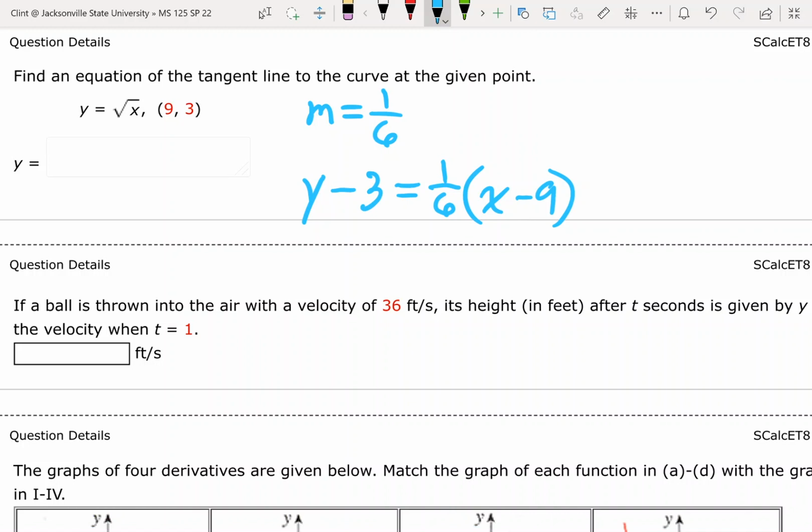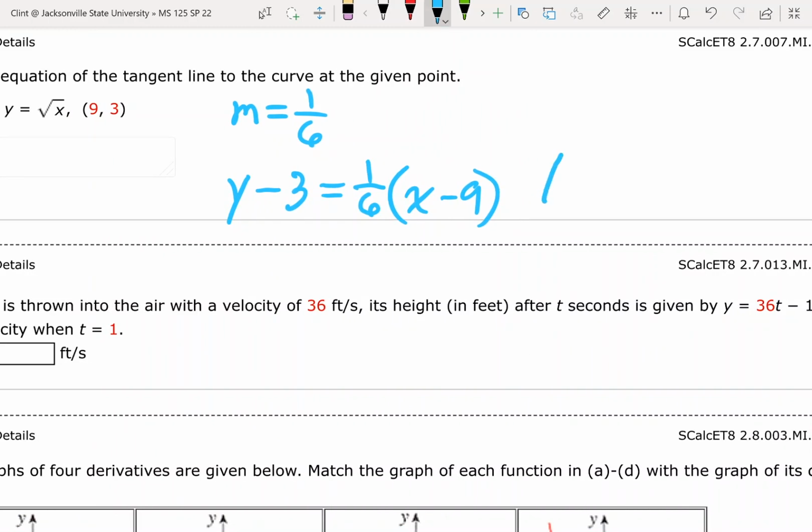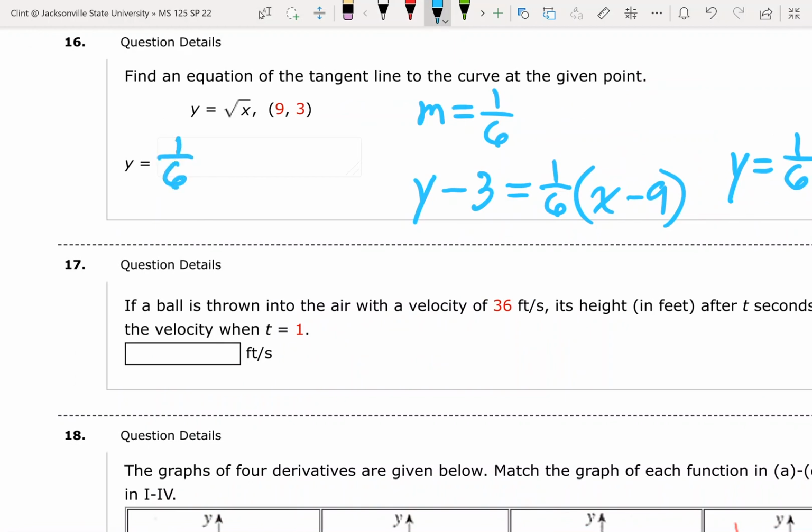And let's see. That is minus 3 over 2, and then we got to add 3, so y equals 1/6 x plus 3 over 2. That was messier than I intended.